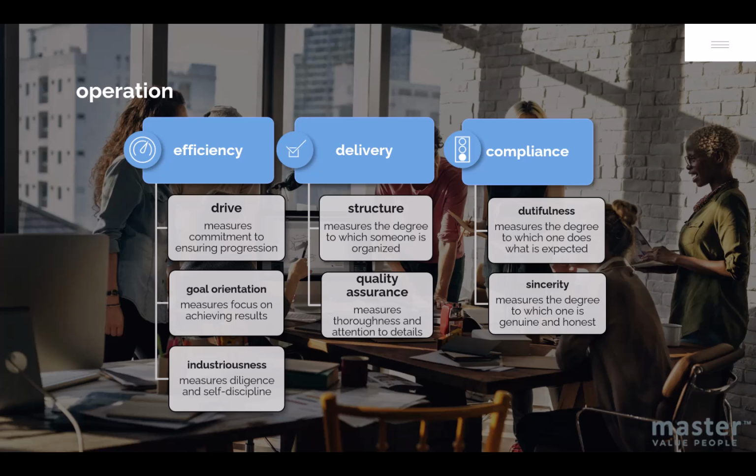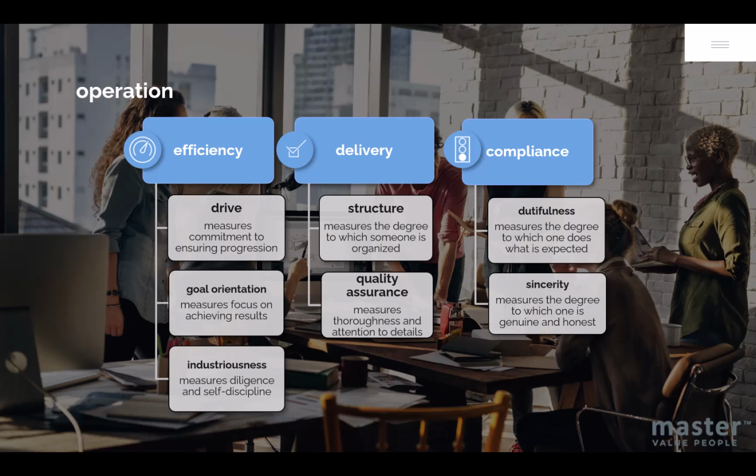The middle dimension is delivery, measured by the aspects structure and quality assurance. Structure measures the degree to which someone is organized, orderly, and plans ahead. Generally, a high score here is advantageous, particularly in roles involving legal compliance or preparing for critical tasks, such as setting up instruments for a surgery. Certain industries, such as medicine and life science, may also place extra importance on high scores in structure.